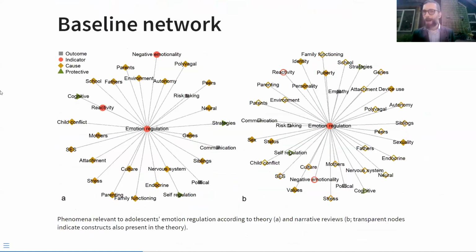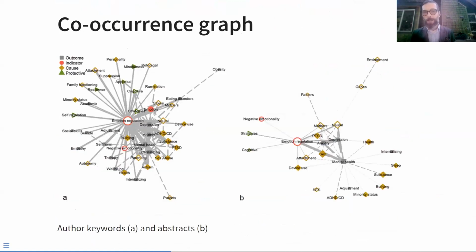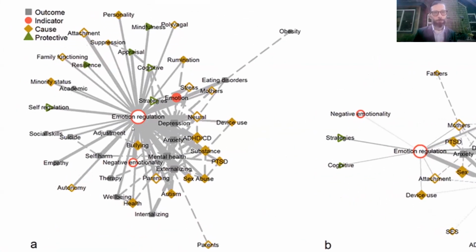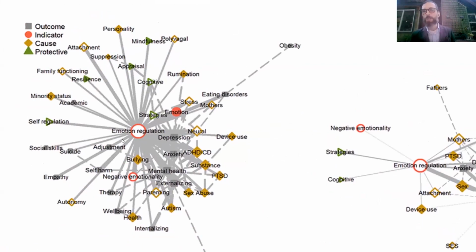So if we compare that to the manually curated network, we see slightly more complexity, but we also see a lot of replication. So of course, emotion regulation is a central construct, but so is emotion, and so is depression, anxiety, and mental health. So those are perhaps associated with emotion regulation. And we see that some of the terms that were discussed in theory are also present, like polyvagal, attachment, family functioning. And we again see that the text mining systematic review identifies device use as relevant for emotion regulation, but also minority status was not discussed in theory before.